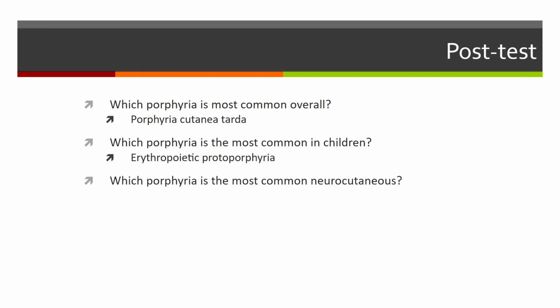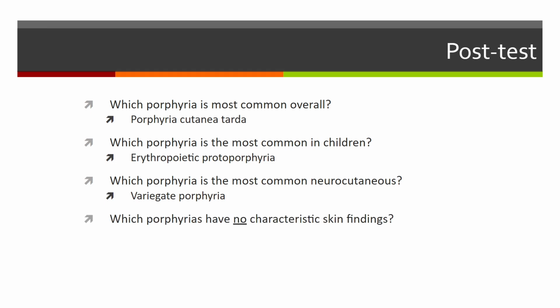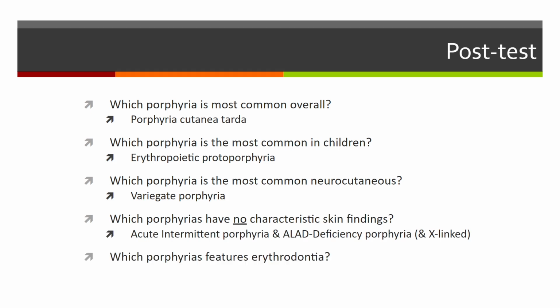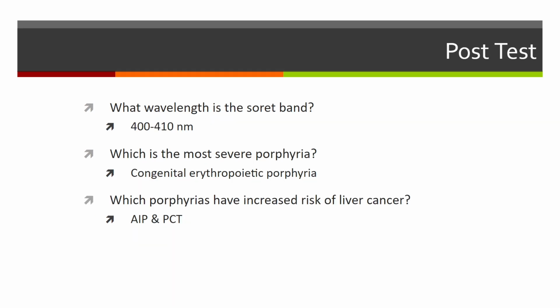So which porphyria is the most common neurocutaneous? Remember the vampire that is a crazy drug addict was the mnemonic, and that's the variegate porphyria one. Which porphyrias have no characteristic skin finding? AIP and ALA-D deficiency. Which porphyrias feature erythrodontia? That would be CEP and HEP. HEP being the rare cousin to CEP.